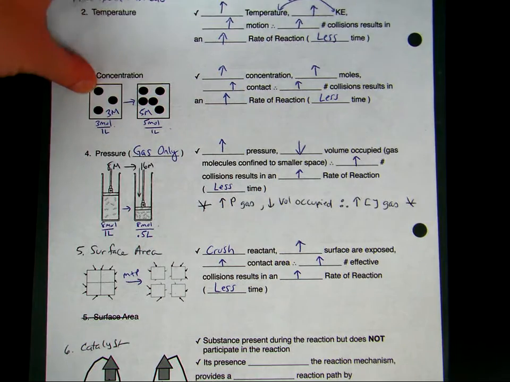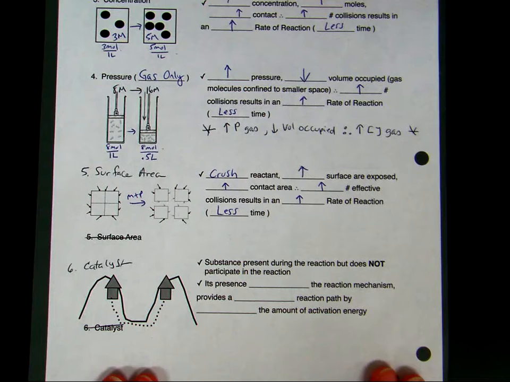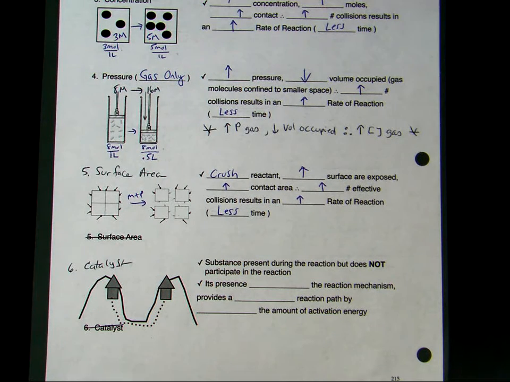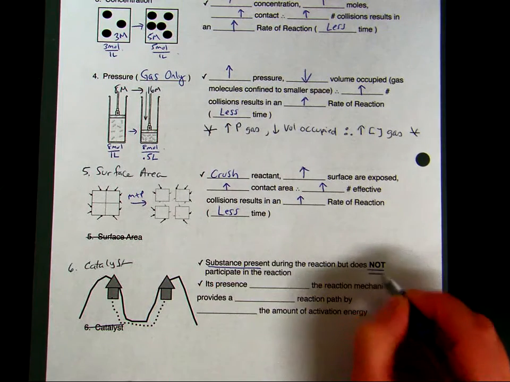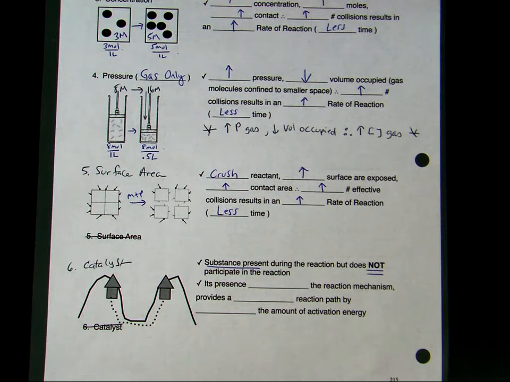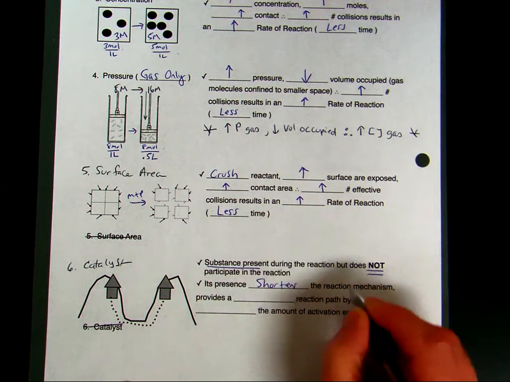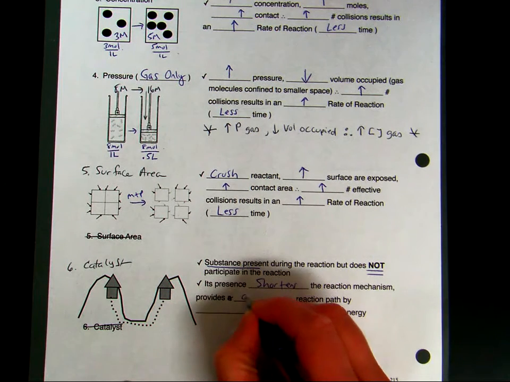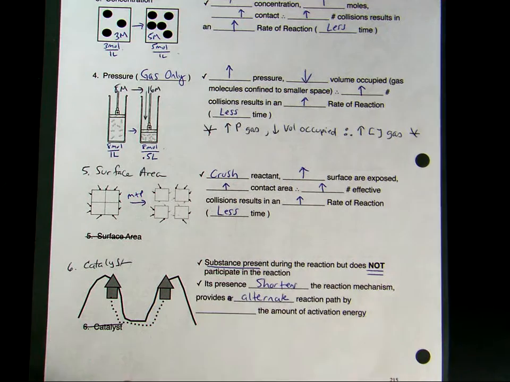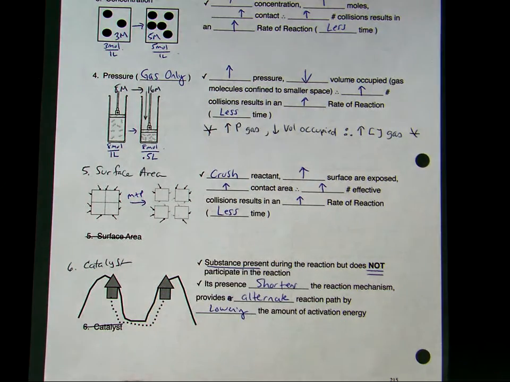Now, the last type of manipulation of changing the rate of reaction is the use of a catalyst. The catalyst is a substance that is present, but it does not participate in the reaction. So its presence shortens the reaction mechanism. The catalyst provides an alternate reaction path by lowering the amount of activation energy.